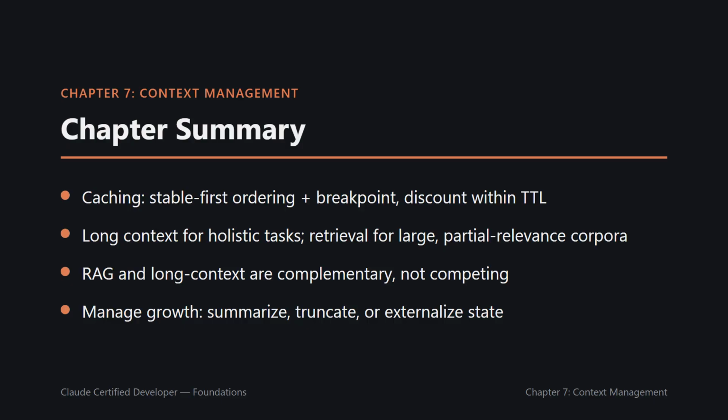RAG and long context are complementary strategies, chosen based on corpus size and per-request relevance. Use real token counting utilities rather than character count heuristics, and manage growing conversations via summarization, truncation, or externalizing state rather than letting history grow unbounded.